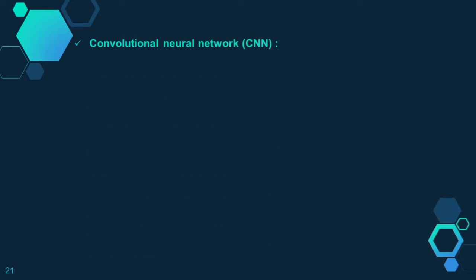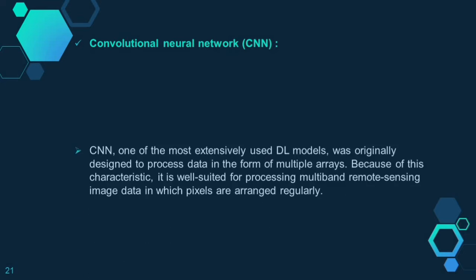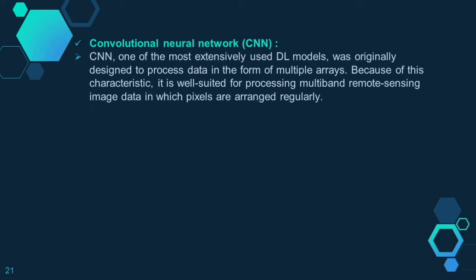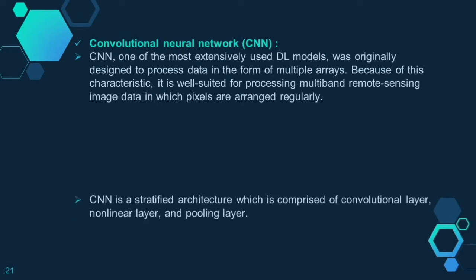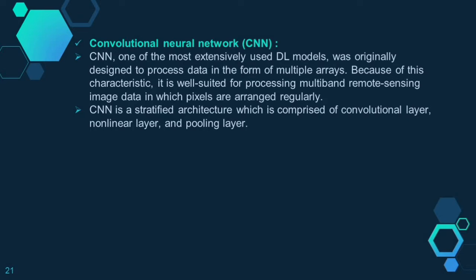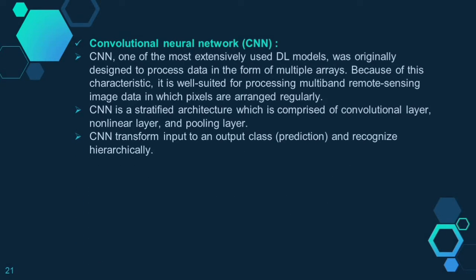Convolutional neural networks. CNN is one of the most extensively used DL models, and it was originally designed to process data in the form of multiple arrays. Because of this characteristic, it is well suited for processing multi-band remote sensing image data in which pixels are arranged regularly. CNN is a stratified architecture comprised of convolutional layers, nonlinear layers, and pooling layers. It transforms input to an output class and recognizes hierarchically.